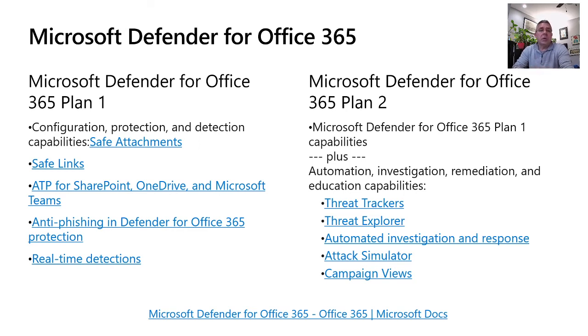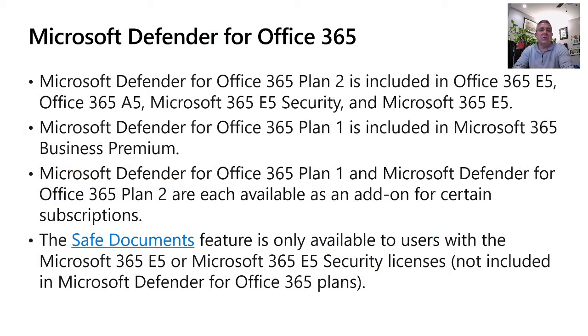Know the additional capabilities that come with Plan 2. Know what licensed vehicles are out there to obtain Plan 1 or Plan 2, what's included, how you can get it, so that you're really familiar with what those capabilities are. And that latest new capability, Safe Documents, make sure you understand the requirements there. That's a full E5 or an E5 security. You need the endpoint licensing capability. It's not just there within Microsoft Defender for Office 365 if that's the only licensing that you happen to have there.